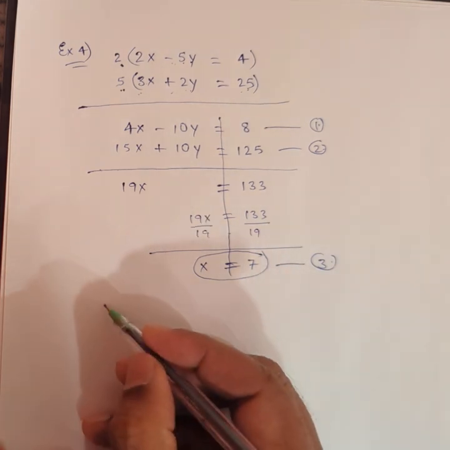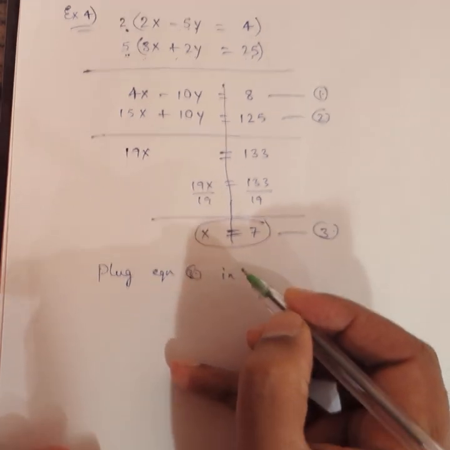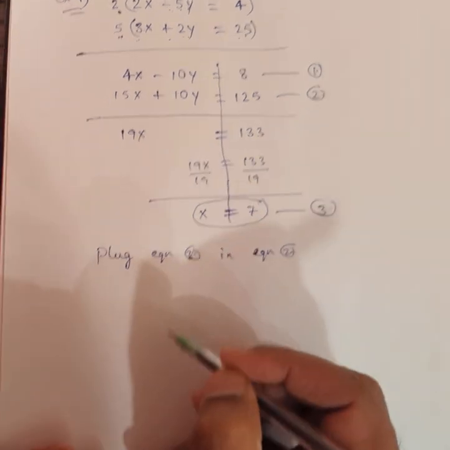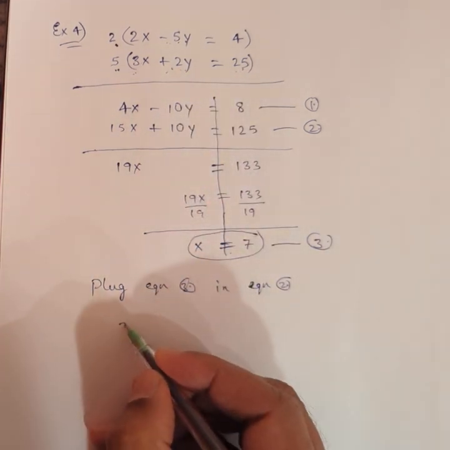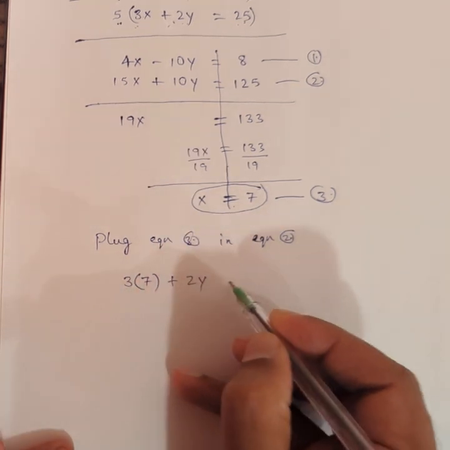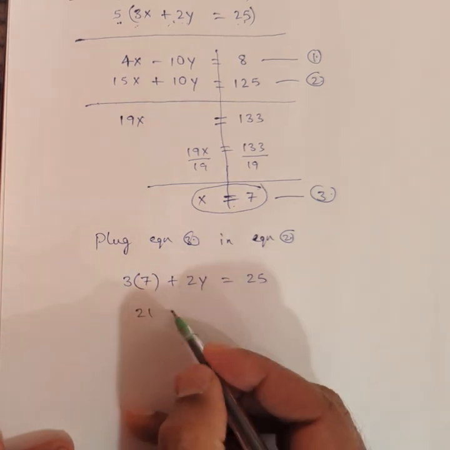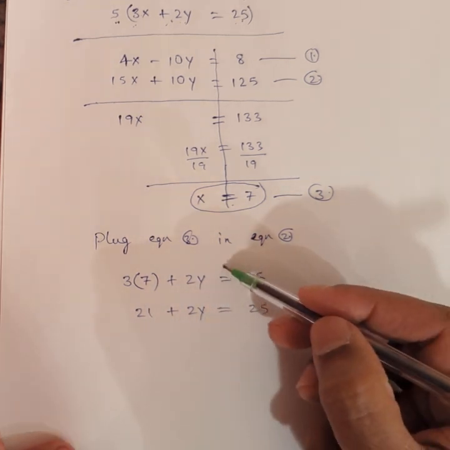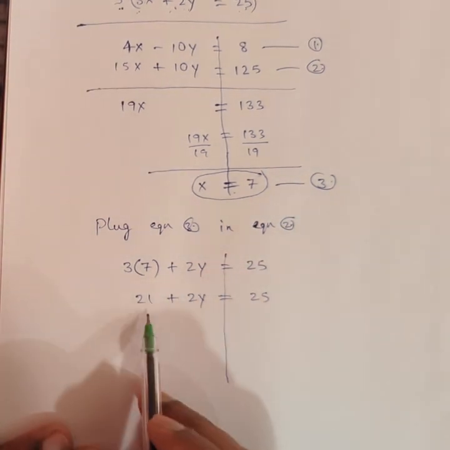Call it equation 3 and plug equation 3 into, now this time I want to use equation 2, the old equation. So it's 3x plus 2y equal to 25. So I'm going to have 3 times 7 plus 2y equal to 25. So let's simplify this. 3 times 7 is 21 plus 2y equal to 25. And be sure to draw the line through the equations. That way you can keep the left and right side separate. So you have to solve this.